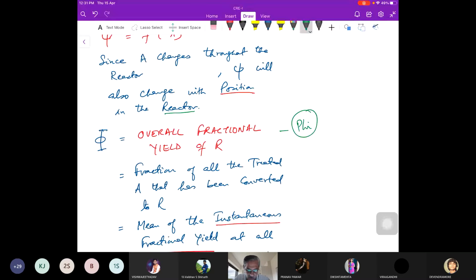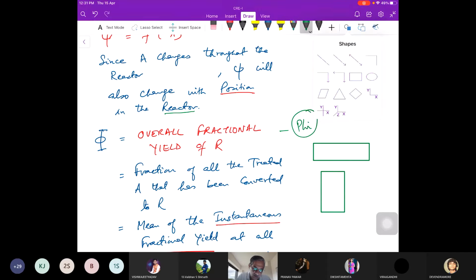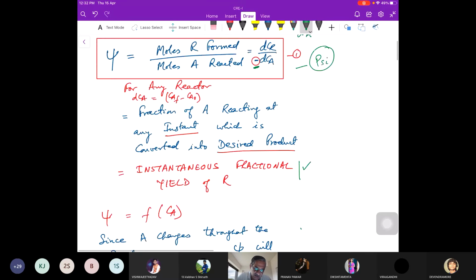Overall fractional yield: overall means total, over the whole reaction. Instantaneous means what the reaction conversion is at any one point in time. Whereas overall is when I take any reactor, plug flow or mixed, overall is comparing input and output, that is, how much fractional yield I get at the exit, whereas instantaneous is at any point in the reactor.